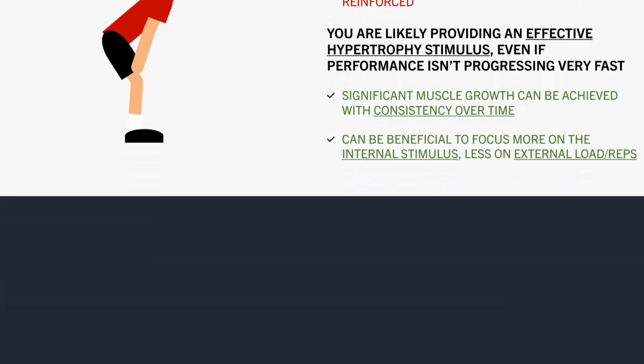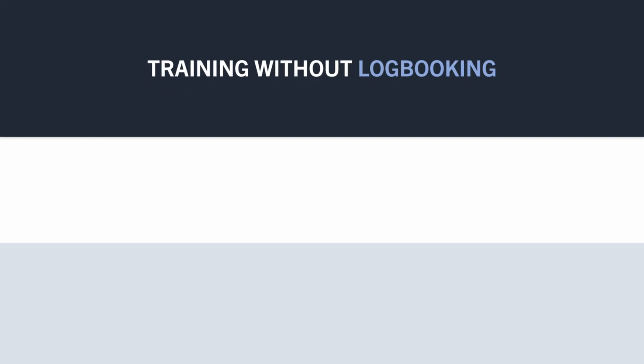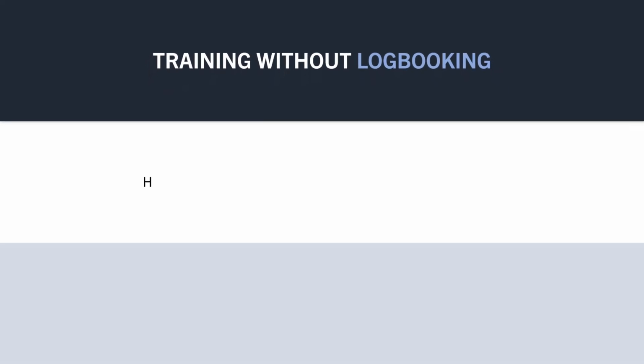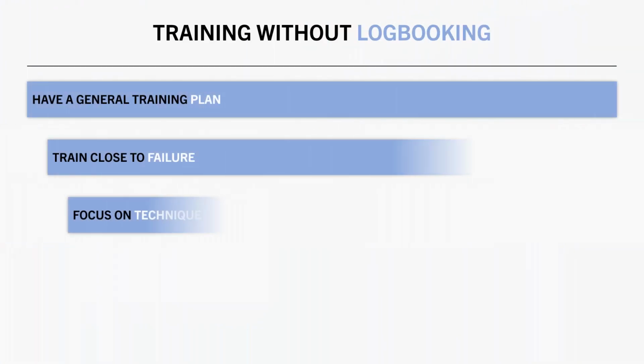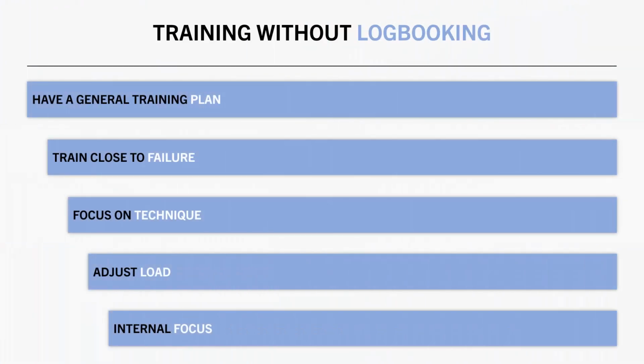So while logbooking certainly has some advantages, it could also potentially have some small disadvantages for some people in some cases. So if we wanted to train effectively without logbooking, how can this be done? And how would we know that we are training progressively over time? Here are a few key points which can help lifters train effectively without needing to logbook their workouts.